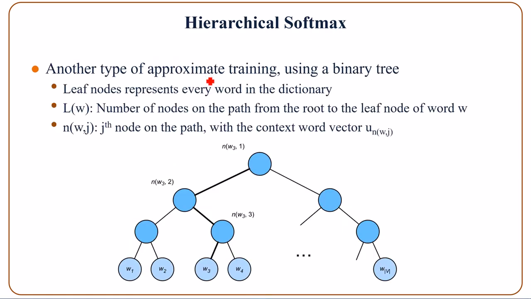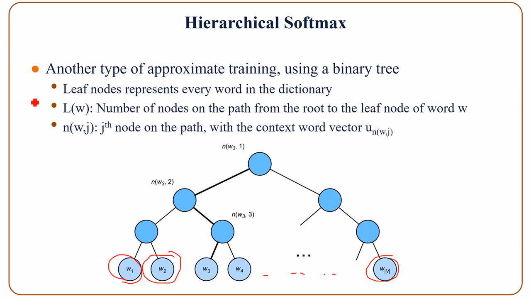Hierarchical Softmax is another type of approximate training using a binary tree. In the binary tree, the leaf nodes represent every word in the dictionary: W1, W2, etc., up to the last word in the dictionary.